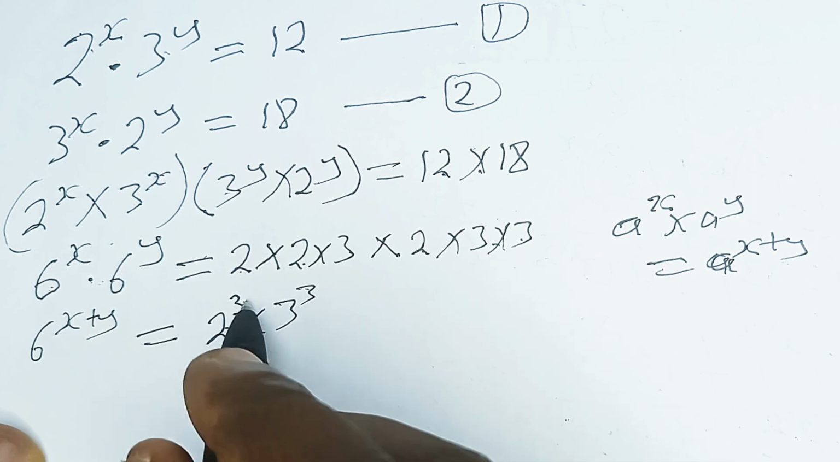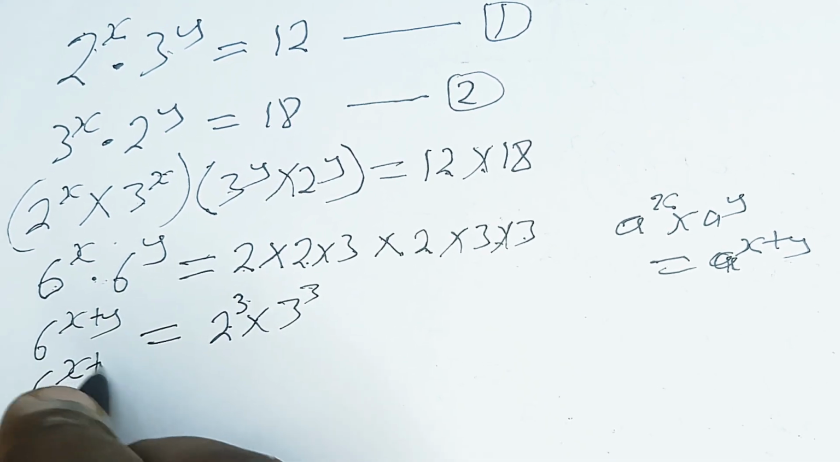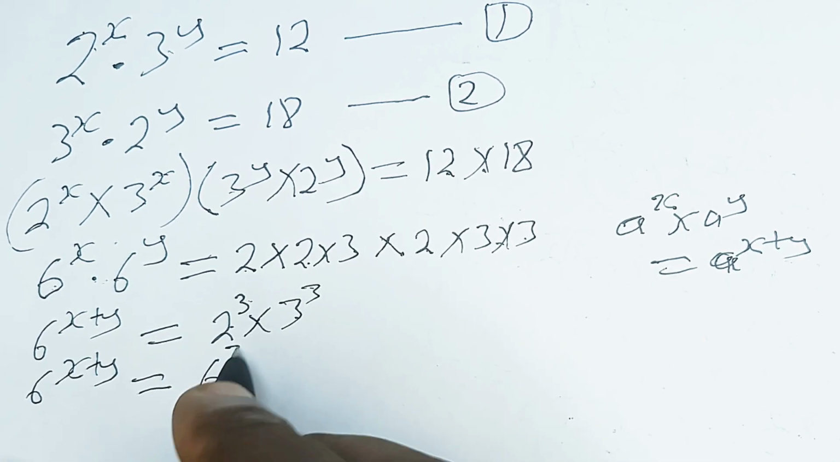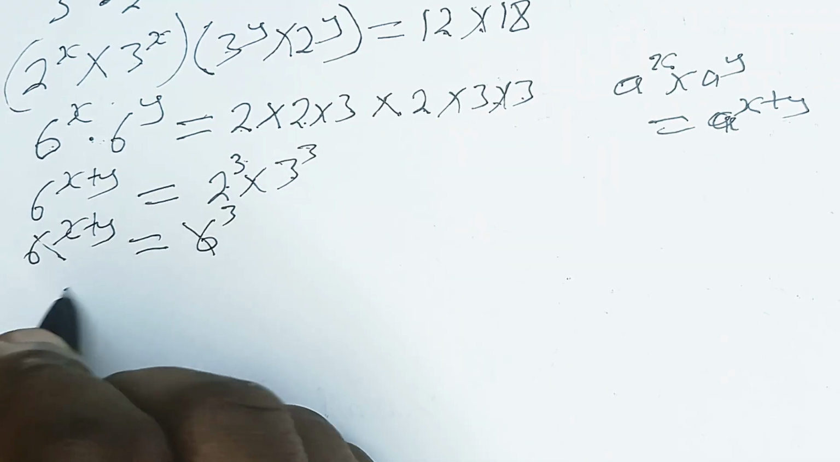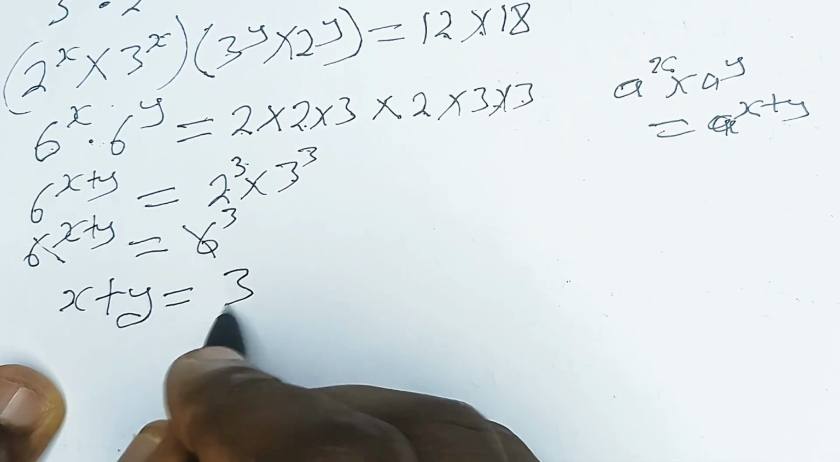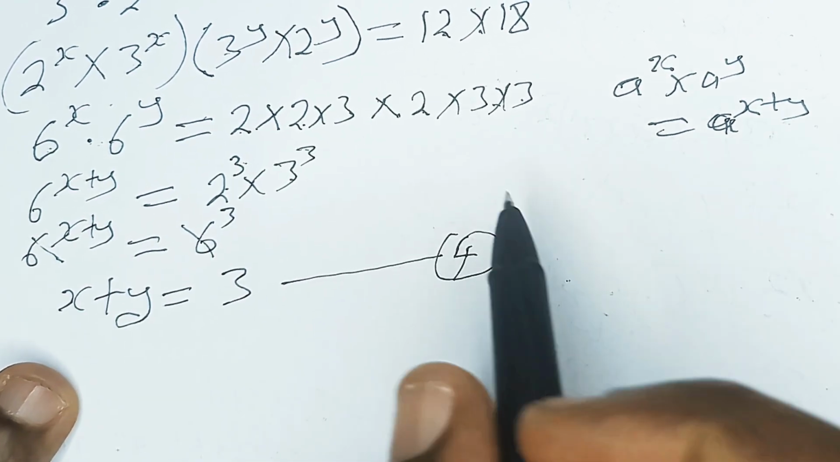These have the same power, so we can multiply the bases. So we have 6 raised to the power x plus y is equal to 2 times 3, that's 6, raised to the power of 3. So we have a similar base here. Therefore, x plus y is equal to 3. Let's call that equation 4.